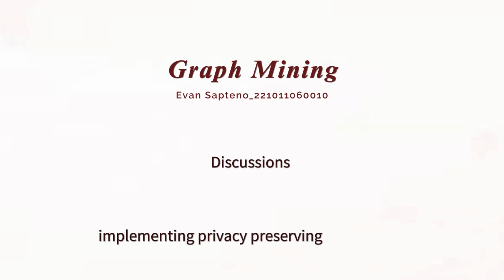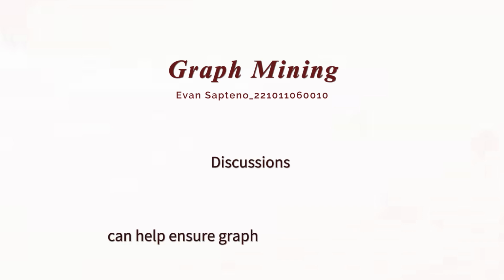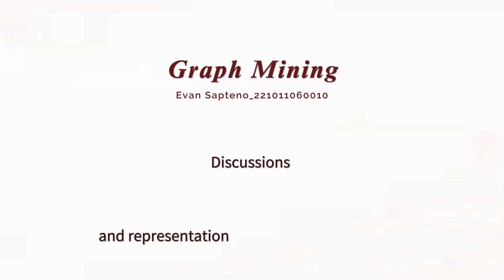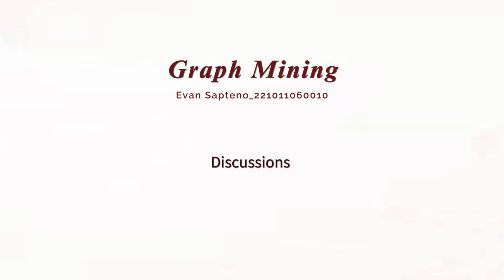Implementing privacy-preserving approaches, ethical guidelines, and fairness-aware algorithms can help ensure graph mining applications adhere to ethical standards and principles. Methodological factors such as algorithm selection, feature engineering, and representation also impact graph mining. The choice of feature extraction technique and graph representation significantly affects the efficiency and effectiveness of graph mining algorithms.